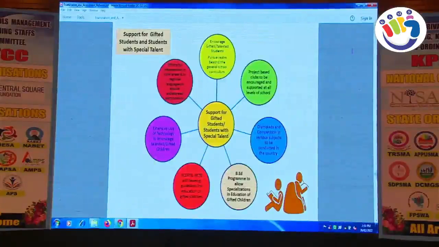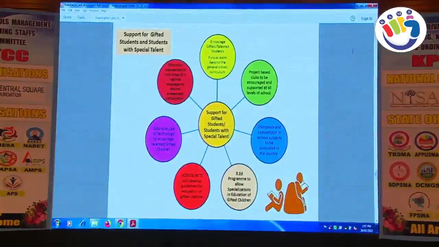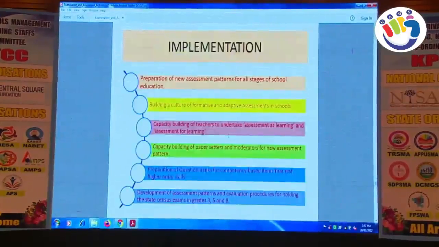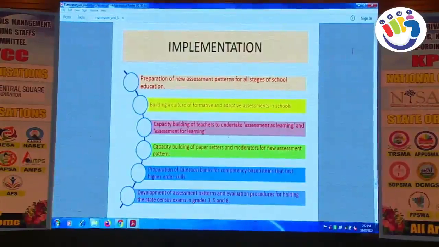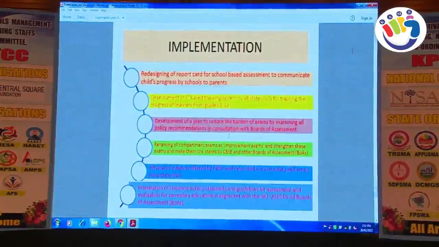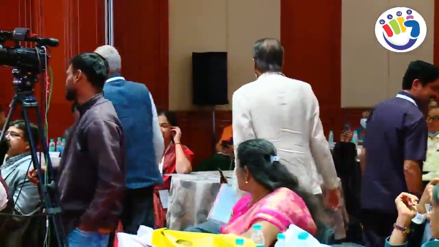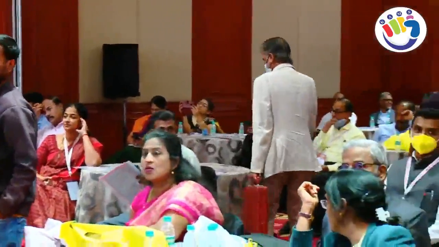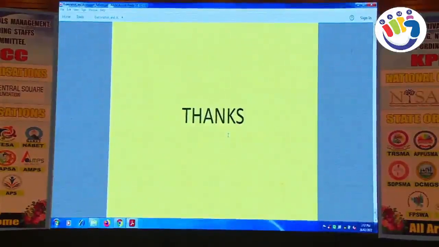So support for gifted children, which we seldom take into consideration in our schools, is also mentioned over here. So the road to implementation, as to how we would be implementing the assessments in our schools. This is all about the road to implementation. Yeah, so that was a very short PPT which was prepared just in the nick of time.